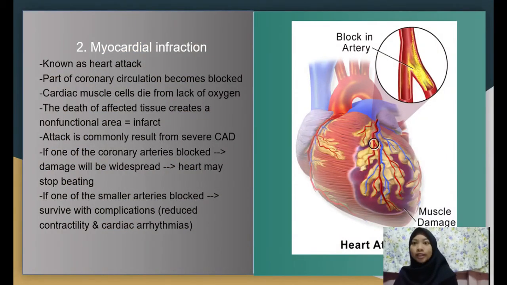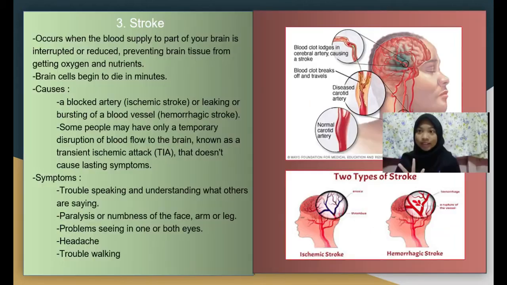Second, myocardial infarction is known as heart attack. It happens when part of coronary circulation becomes blocked, causing cardiac muscle to die from lack of oxygen. Attack commonly results from a severe coronary artery disease. If one of the main coronary arteries is blocked, the damage will be widespread, causing the heart to stop beating. If one of the smaller arteries is blocked, the heart can still survive, but with complications such as reduced contractility and cardiac arrhythmias. Third is stroke.